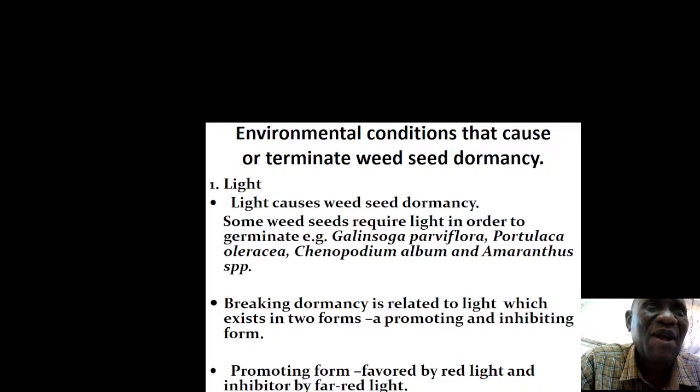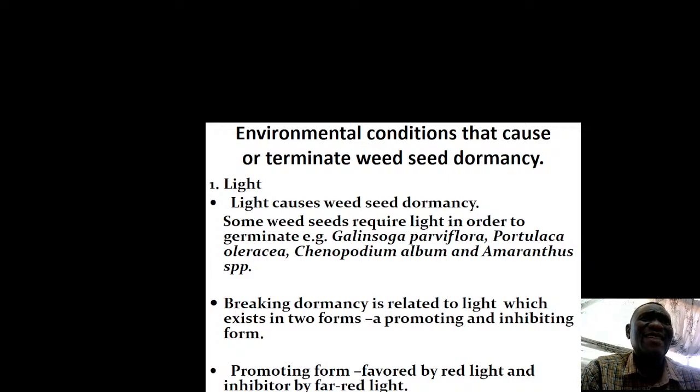Now let us wind up by looking at the environmental conditions that can cause or terminate weed seed dormancy. Light. Light causes weed seed dormancy. Some weed seeds require light in order to germinate, for example Galinsoga parviflora, Portulaca oleracea, Chenopodium album, and Amaranthus species.